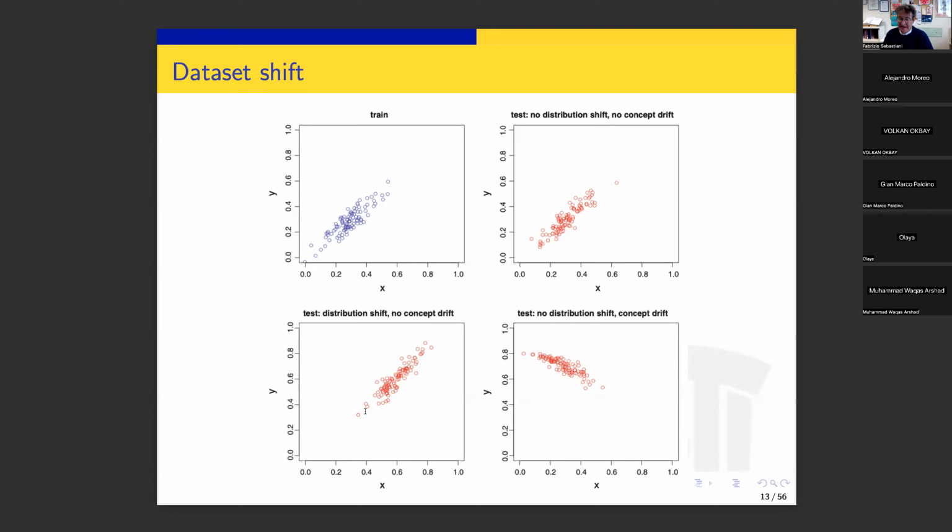Instead, in the bottom right image, the situation is completely different. You can see that the covariates have remained the same, so we are still in the presence of data where the value of x is between 0 and 0.6, but the functional relationship between x and y has changed a lot. And this is the case of concept shift that I said is the most difficult case in data shift, and that we are not going to tackle in this course.